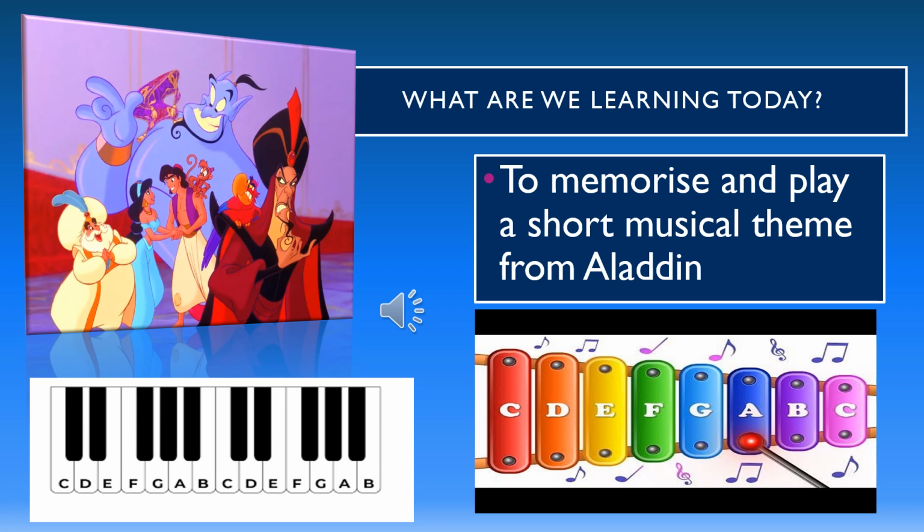On this slide, you can also find the keys of the xylophone and the keys of the piano labeled with the musical notes you have on the music score.